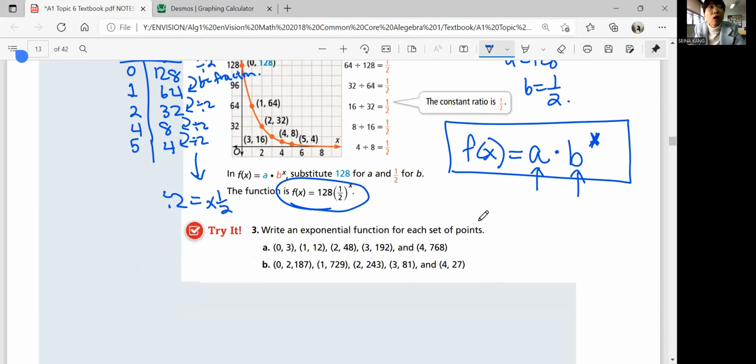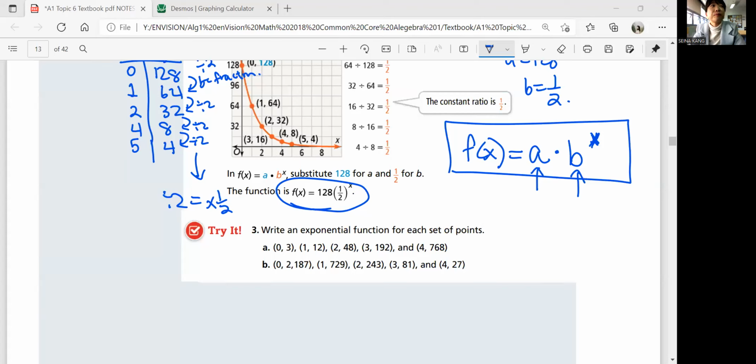All right, so using that information, let's look at try number three. Write an exponential function for each set of points. You have a lot of points here, so make a table out of it, figure out what A and B are, and write the exponential function. See if you can do it by yourself. Come back when you're ready for answers.